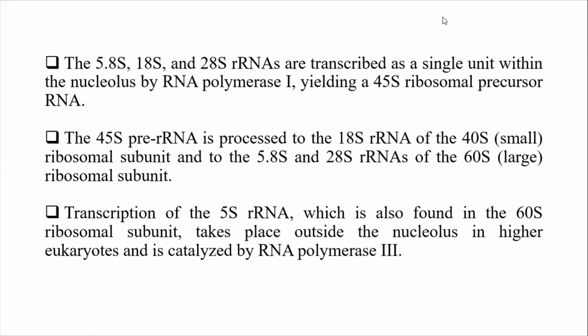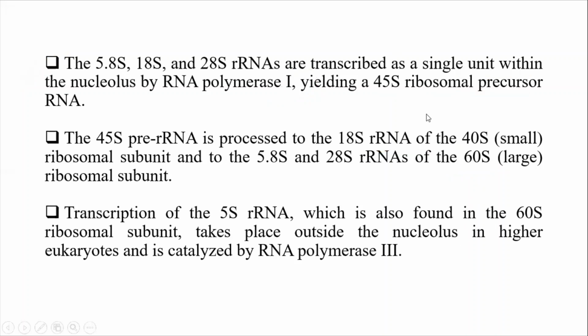Now, guys, this is something you have to remember. This is transcribed as a single unit within the nucleus by the RNA polymerase 1, which directly gives you 45S ribosomal precursor RNA. Okay, I'll show the figure. Now this 45S is processed to the 18S RNA of the 40S and to the 5.8S and 28S of your 60S. You must know this. I'm sure you must have known about this.